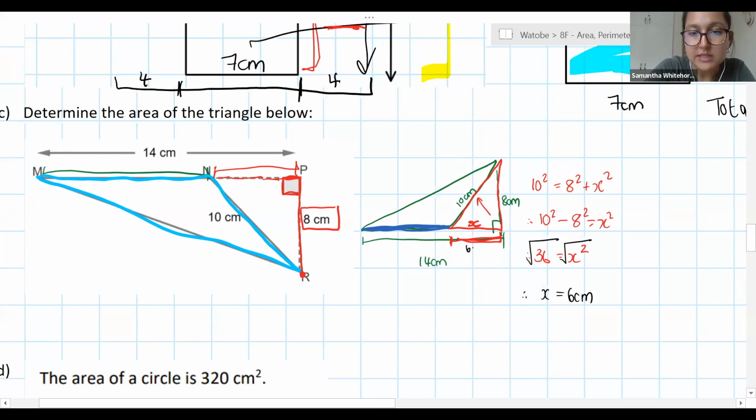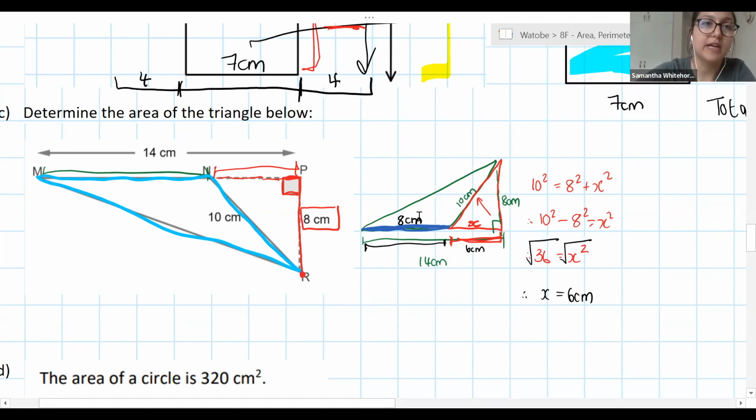So now I know that this little length is 6 centimeters, and I can work out the rest of my length because I know the total length is 14. So if I now say 14 centimeters minus 6 centimeters, I get that this base length is 8 centimeters.